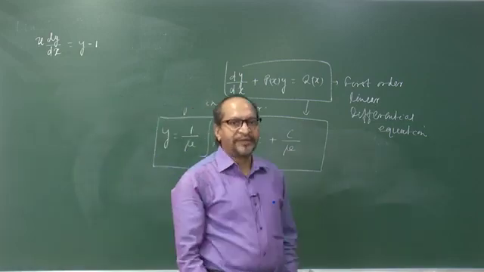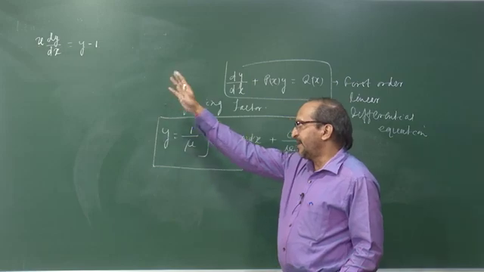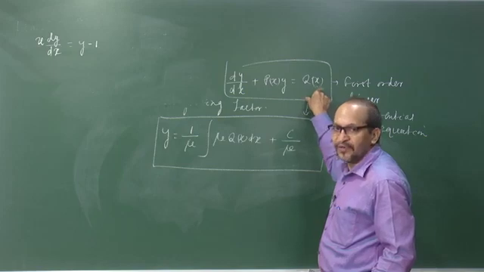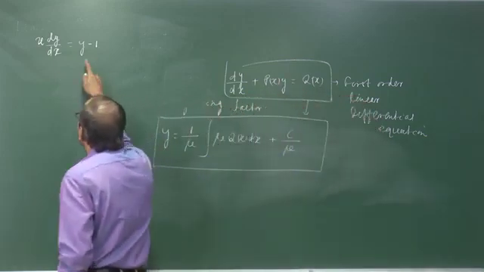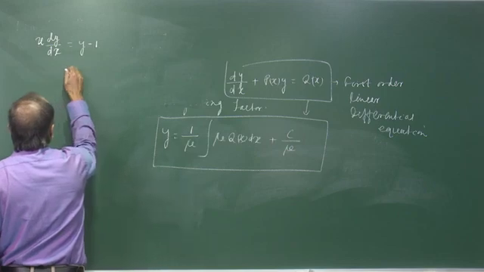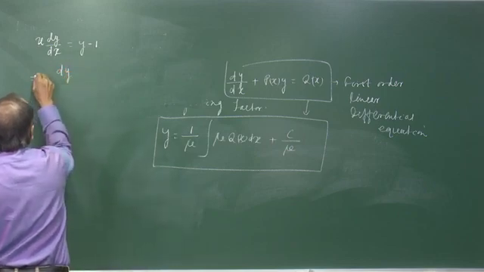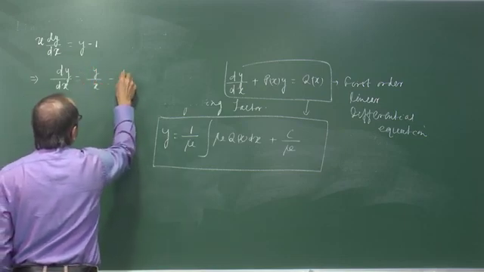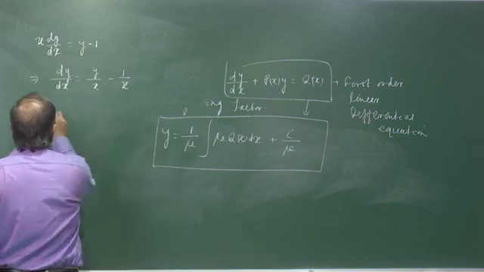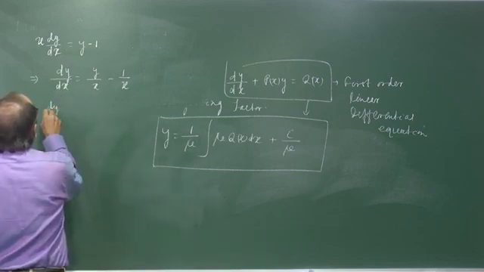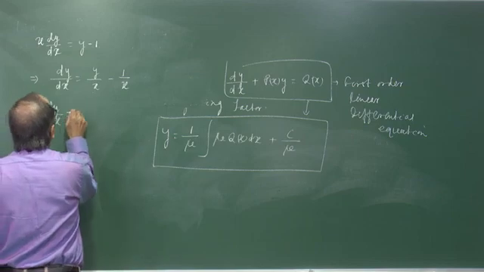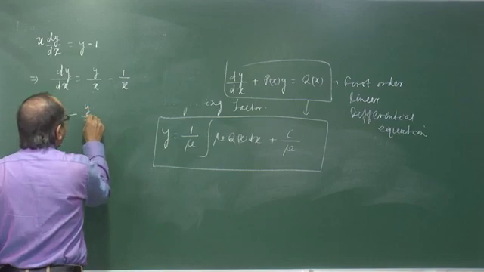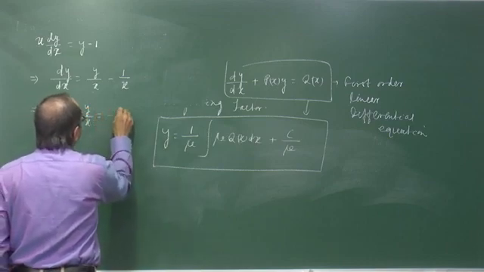So, first our task is to rearrange this differential equation in the linear first order differential form. So, we have to take x to this side, so that this implies dy by dx is equal to y by x minus 1 by x. Okay. This implies dy by dx minus y by x is equal to minus 1 by x.